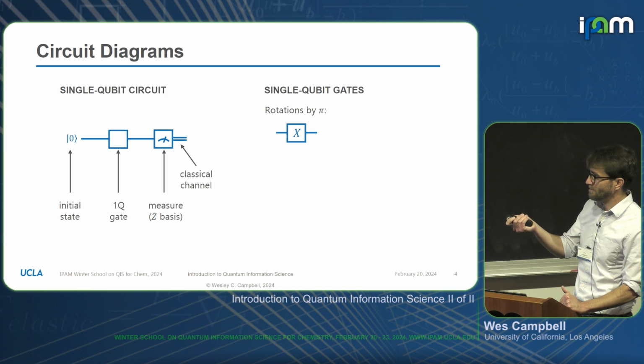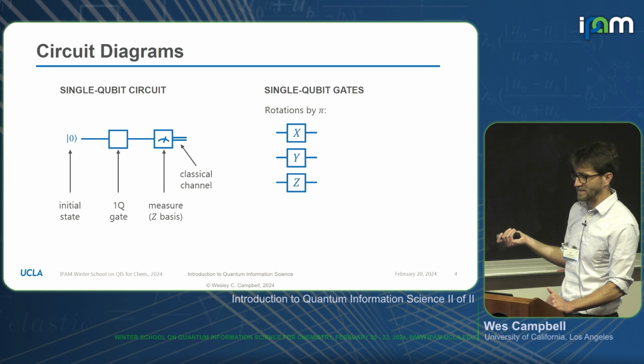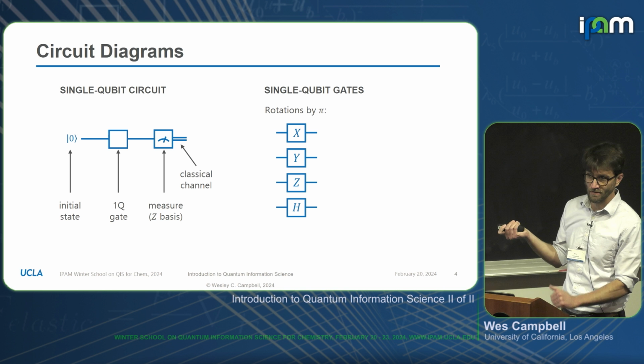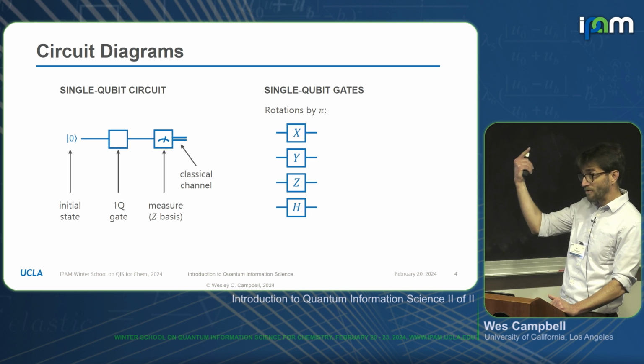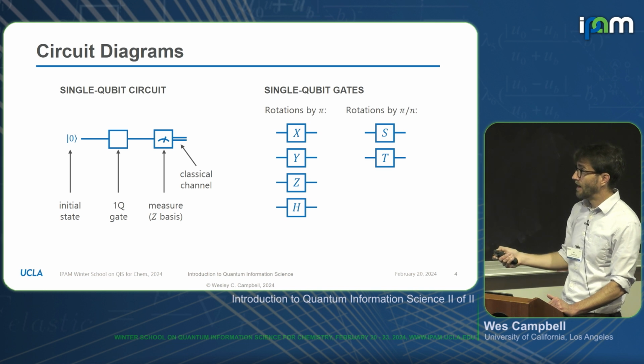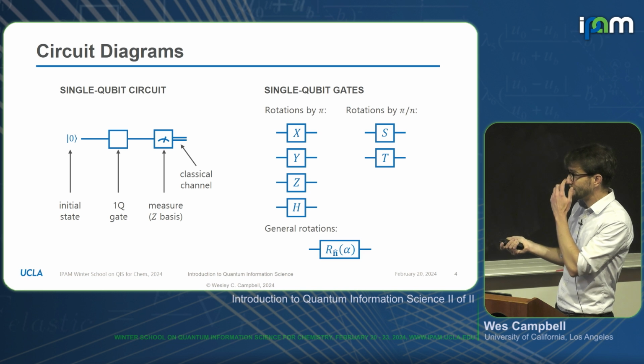And so an x rotation by pi is just a square with an x in it, okay? Y and z are the same thing. We also met the Hadamard, which was a pi rotation about an axis that is 45 degrees between the plus x and plus z axes. We had some rotations by smaller values, the s and t gates here.